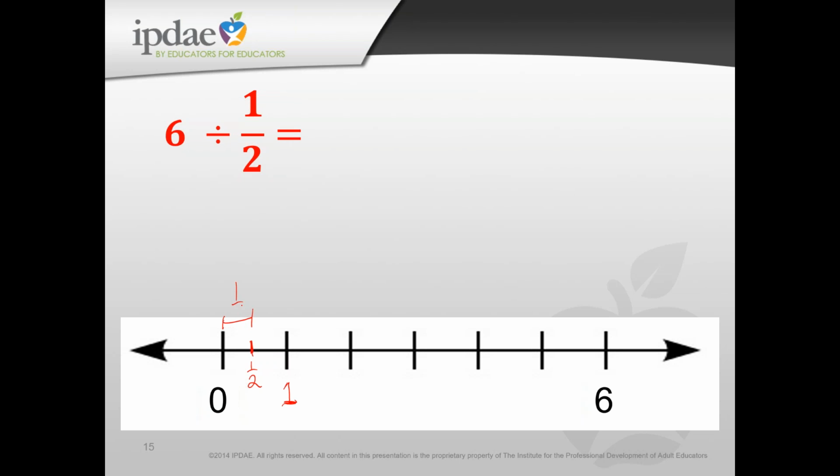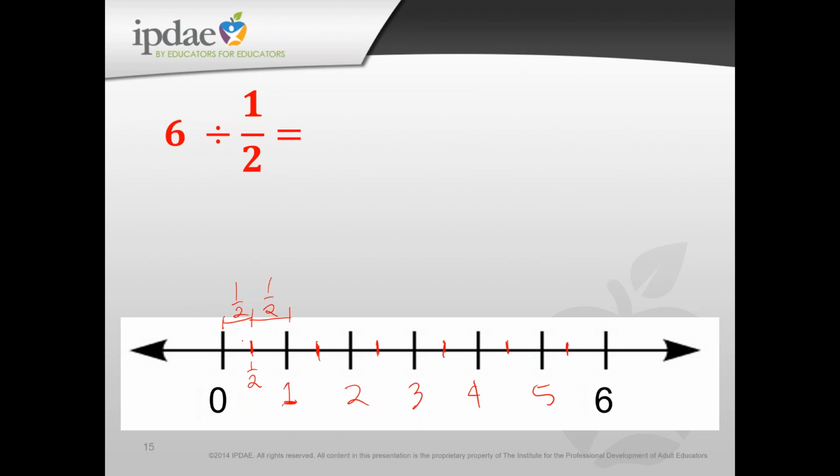This quantity is 1/2, and this quantity is another half. So all I have to do is, at every increment of 1, 2, 3, 4, 5, and 6, cut it into 2. Now this division question is asking: if you divide 6 into halves, how many halves is your result?